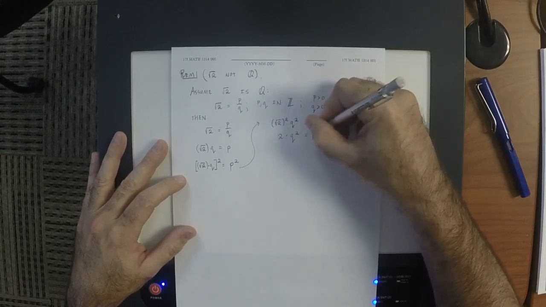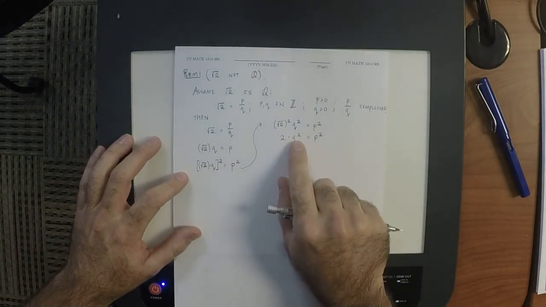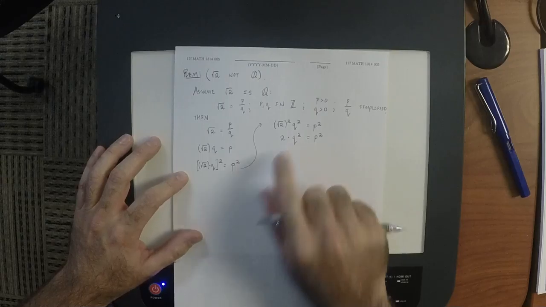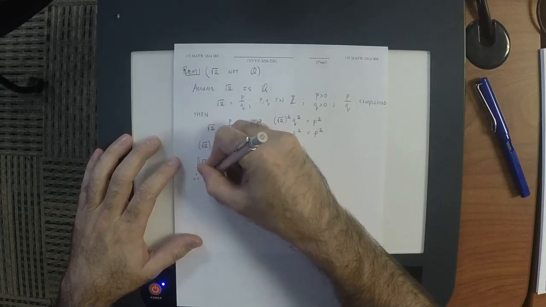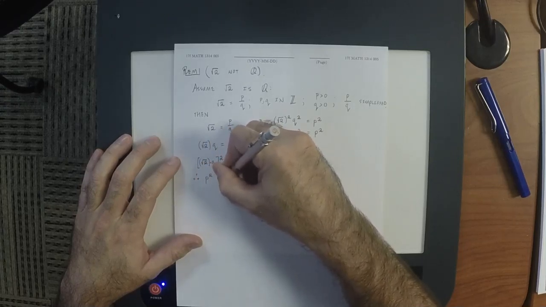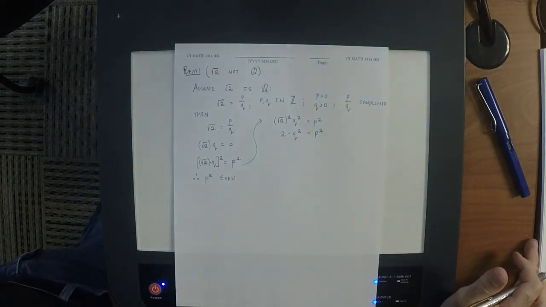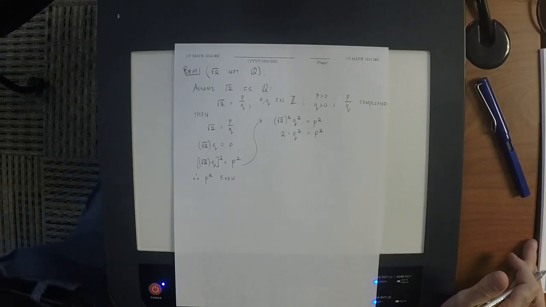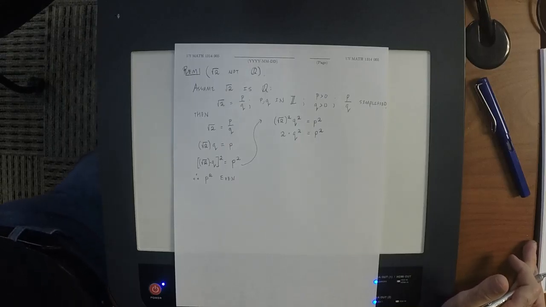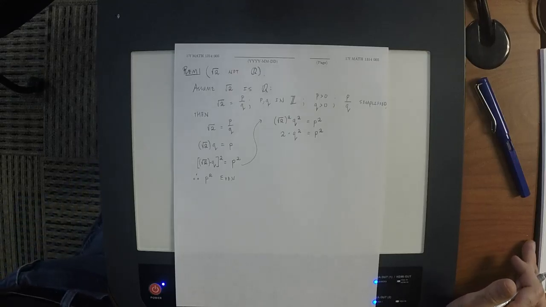So that it looks like square root 2 squared Q squared is P squared. But then what's the square root of 2 squared? It's 2. So 2 Q squared is P squared. Now, what we're saying is that P squared is twice Q squared. So, as a consequence of that, we can say, therefore, P squared is even, because after all, it's 2 times some other thing.